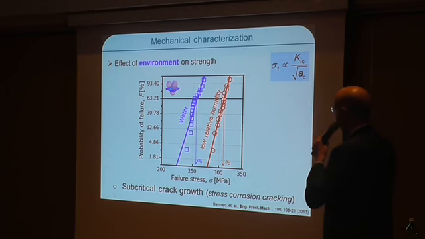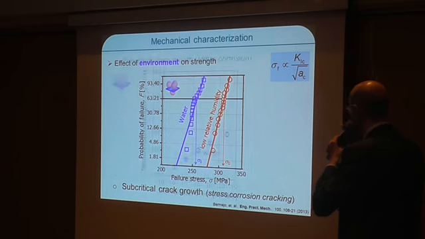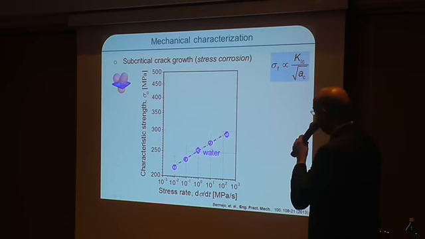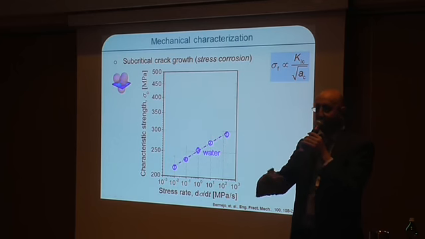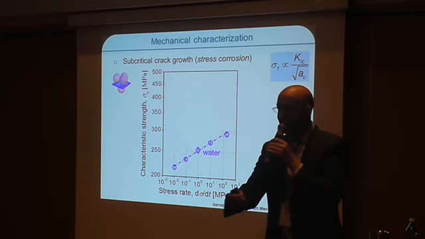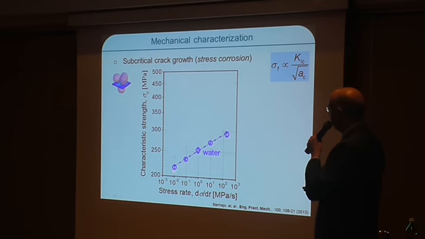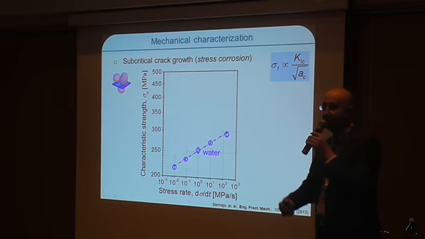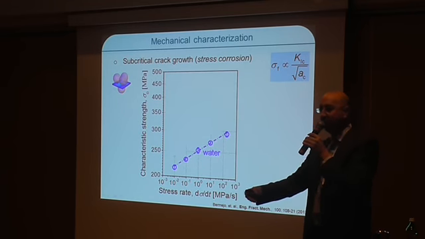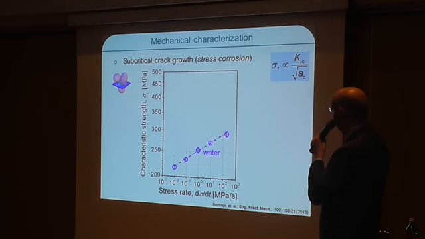This is an effect you would like to take into account if you make lifetime predictions. This is what we call subcritical crack growth, which is similar to stress corrosion cracking in metals. To show you that this can be very important, we test the components in one certain environment, water, at different stress rates. Some of the testing specimens break within 4 hours, and some others within 4 seconds.